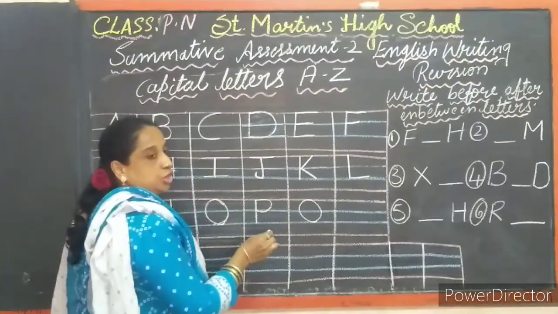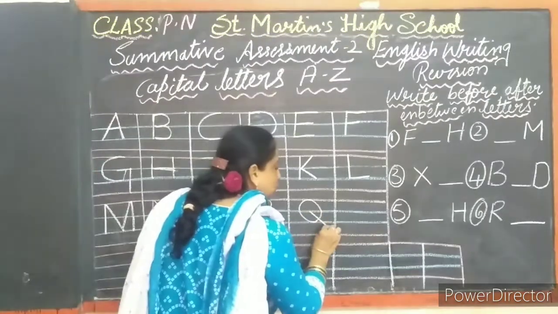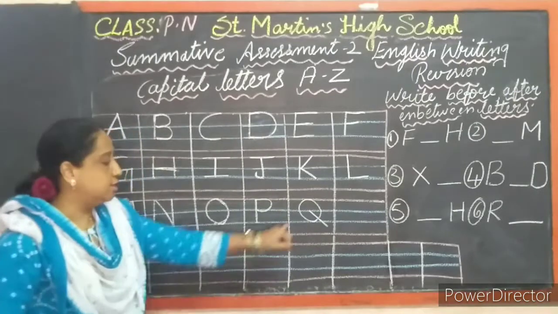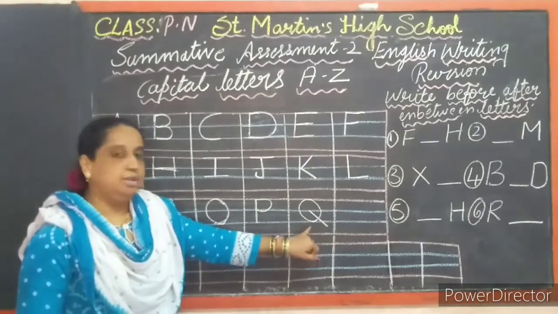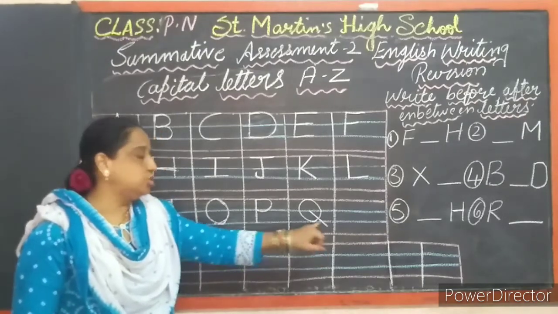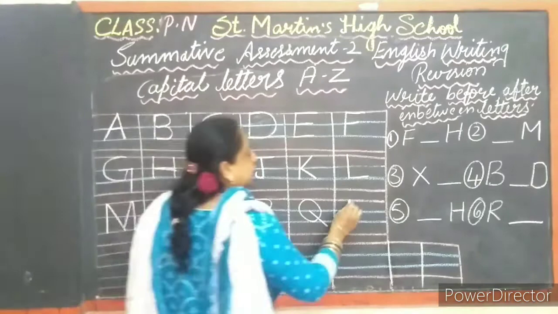Then you should draw one left slanting line from the first blue line to the second blue line. Go out from the circle. Draw one left slanting line makes letter Q. This is letter Q. After Q, what letter will come? Yes, very good. After Q, the letter comes R.